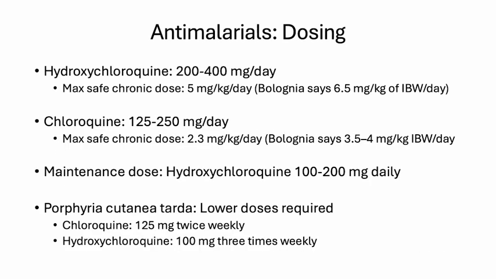Moving on to the dosing of these medications, most conditions respond to dosages between 200 and 400 milligrams per day of hydroxychloroquine or 250 milligrams per day of chloroquine. The maximum safe chronic dose from an ocular standpoint is 5 mg per kg per day for hydroxychloroquine and 2.3 mg per kg per day for chloroquine based on real body weight. After achieving a therapeutic response, maintenance can often be achieved with lower doses. For patients with porphyria cutanea tarda, much lower doses are required to minimize the risk of toxic reactions.